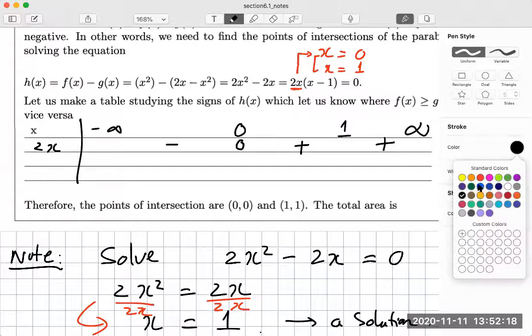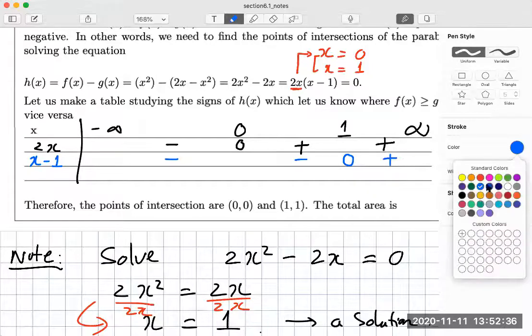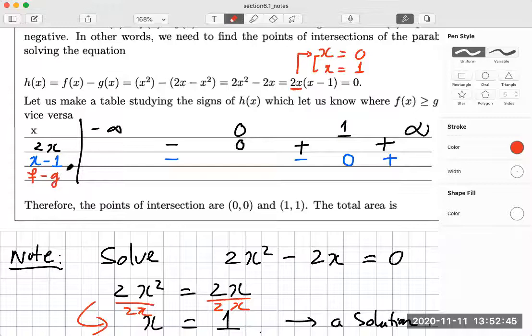The same story. We study the function x minus 1 here. What is the solution of this one? Very good. And a number smaller than 1 will have a negative sign. So in general, the product of these two gives us the function h, or the difference of f minus g, right? The same thing, because h is f minus g, right?